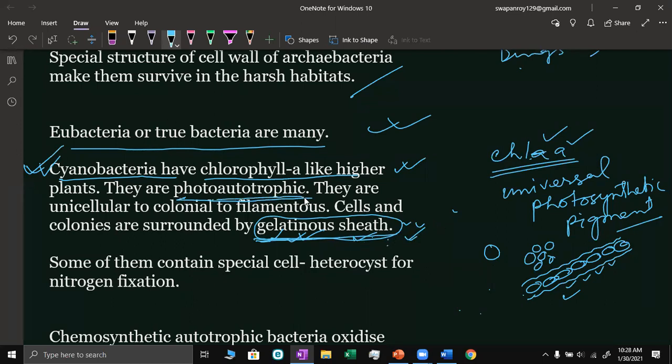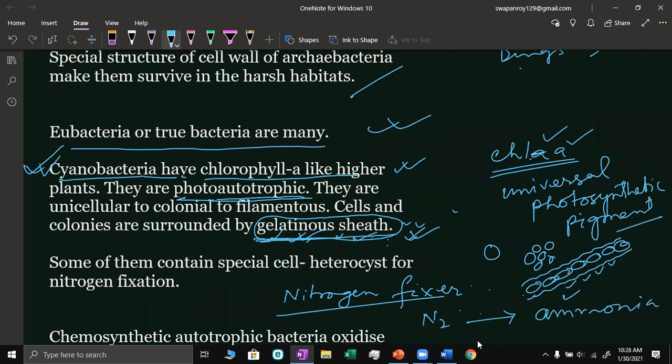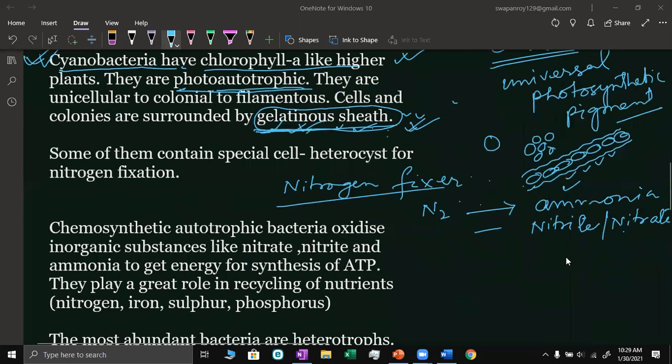They are photosynthetic. Many of the cyanobacteria are edible also, and as they carry out oxygenic photosynthesis, they help in the oxygen-carbon dioxide cycle. Some of these cyanobacteria are very important nitrogen fixers. They fix nitrogen, that is, atmospheric nitrogen is converted into ammonia or compounds of nitrogen, that is nitrate and nitrite, which can be absorbed by the plant. So that becomes a source of nitrogen, a source of nutrition for the plant.